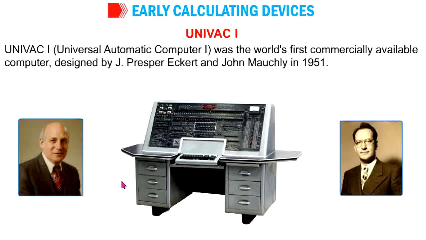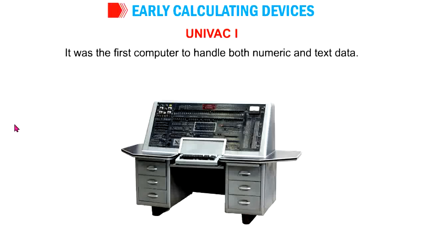UNIVAC 1, Universal Automatic Computer. It was invented in the year 1951, and it was the first commercially available computer, for commercial purpose, business purpose. They invented UNIVAC 1. It was the first computer to handle both numeric and text data. Not only numeric, text data also.